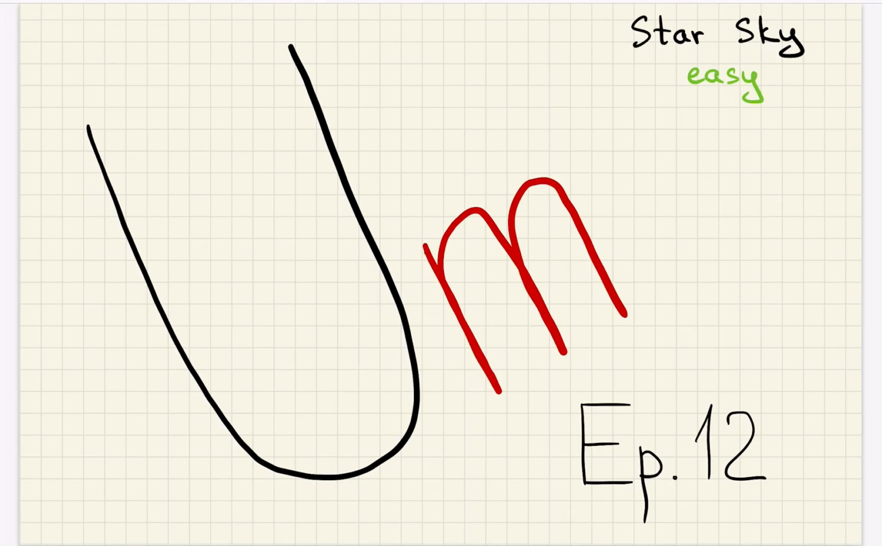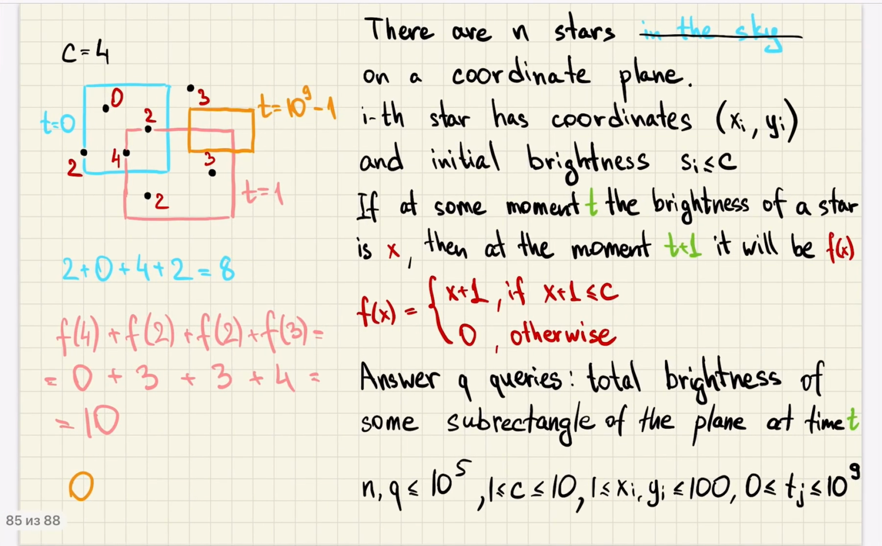Episode 12, Star Sky. Let's recap the problem statement. There are n stars on a coordinate plane. Each of them has coordinates and some initial brightness, which is at most c, where c is the global limit on brightness of a star.